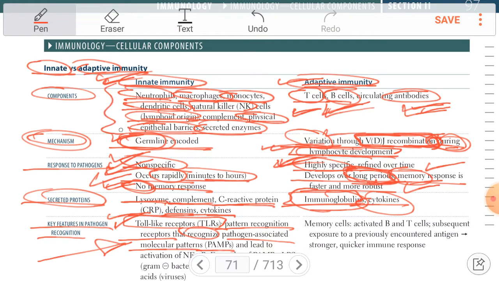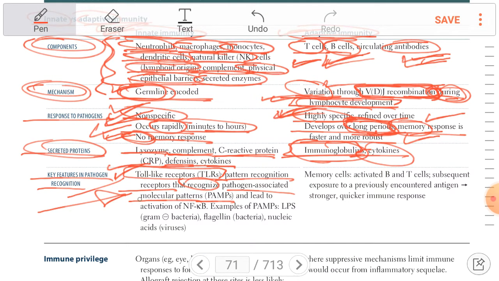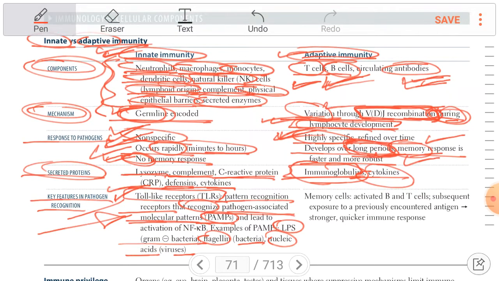So toll-like receptors are found in which cells? In neutrophils, macrophages, monocytes, dendritic cells, natural killer cells. These components contain toll-like receptors, which recognize PAMPs, pathogen associated molecular patterns, found on lipoproteins of gram-negative bacteria, flagellin of bacteria, and nucleic acid of viruses.